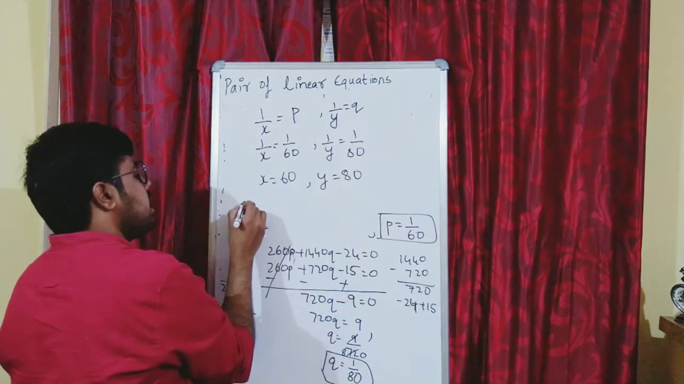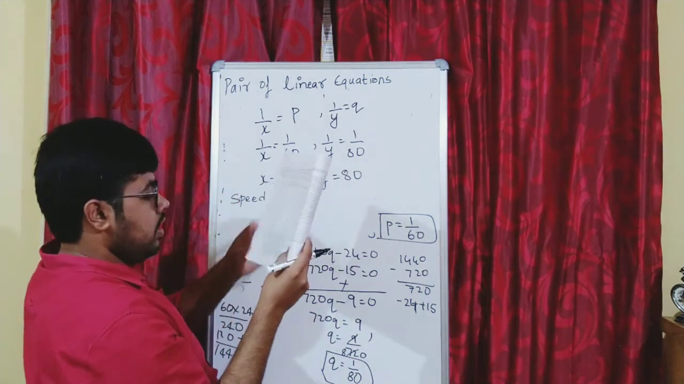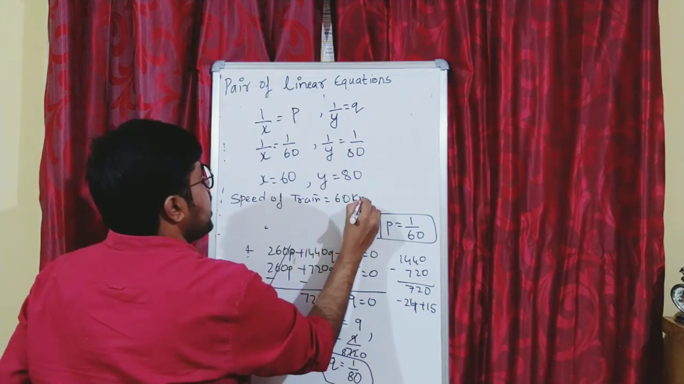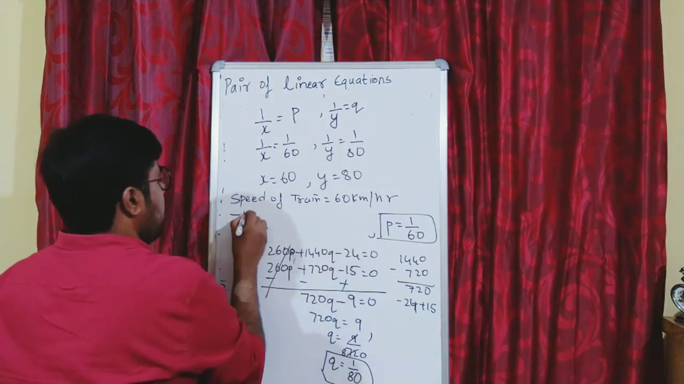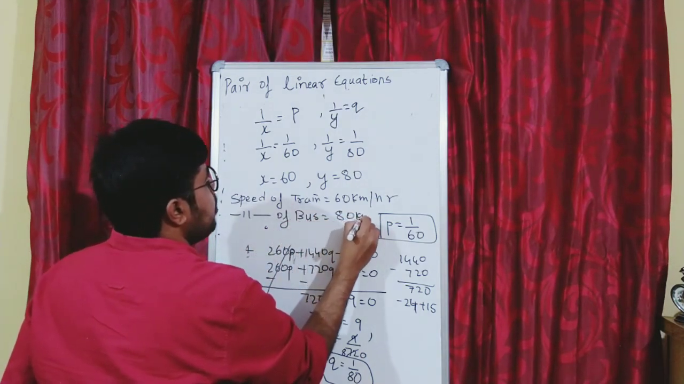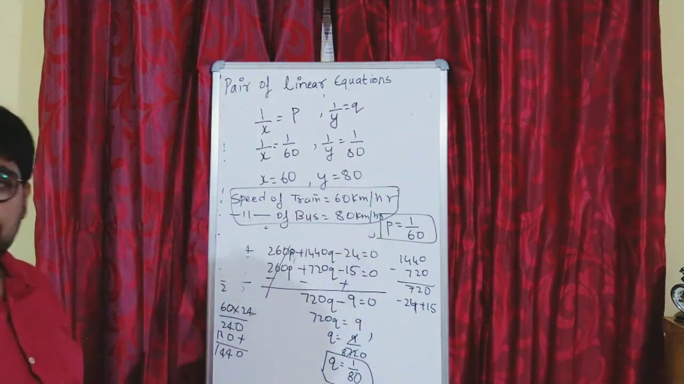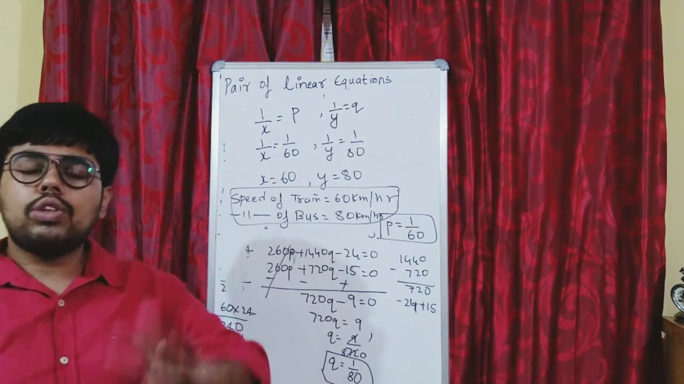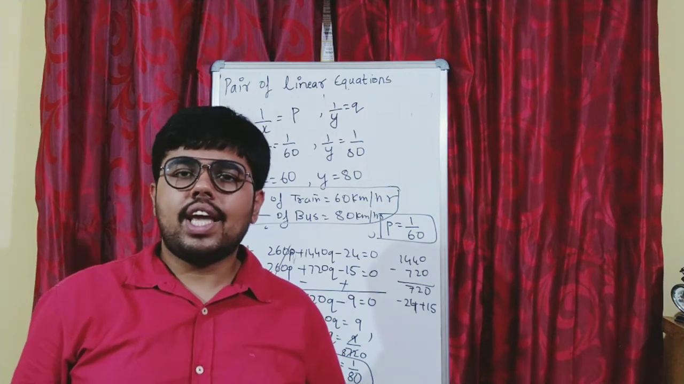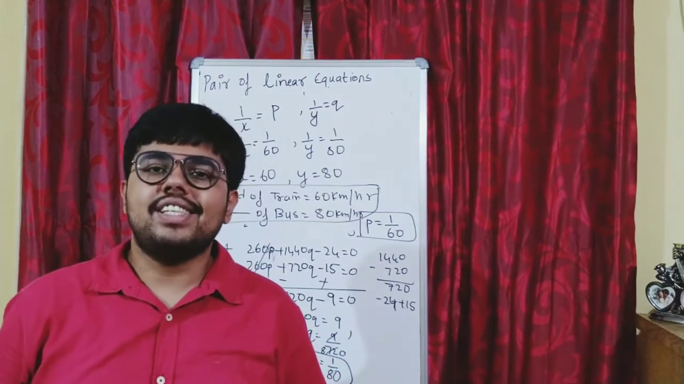And we know x is nothing but the speed of, what is the first one we took? That is the speed of the train. The speed of the train is equal to 60 km per hour, and the speed of the bus is equal to 80 kilometers per hour. So this is your final answer that you have to keep. Both these problems are very important. I hope you understood both the problems. Kindly see it once again and solve the problem. You will definitely get the right answers.